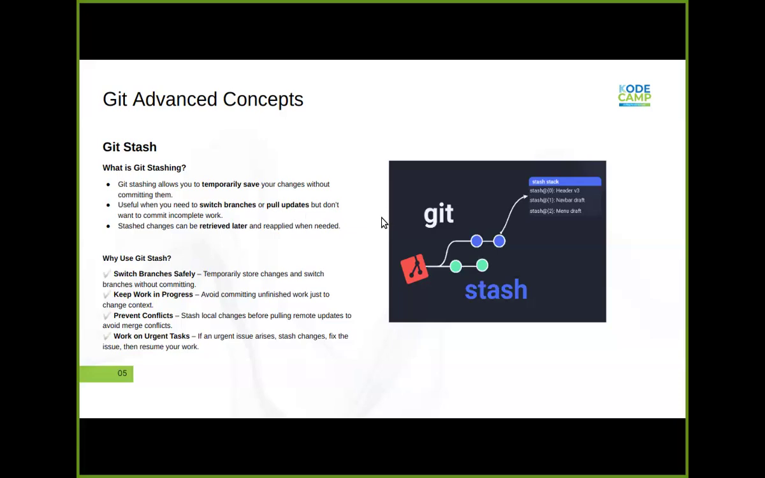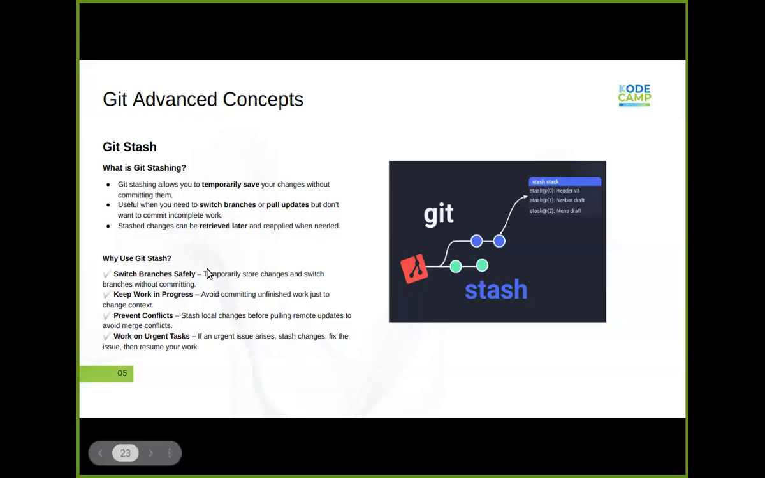Git stash allows you to temporarily save your changes without committing them. This is also another advanced concept. You can temporarily save your changes without committing them. It's useful when you need to switch branches or pull updates, but you don't want to commit incomplete work. Stashed changes can be retrieved later and applied when needed.